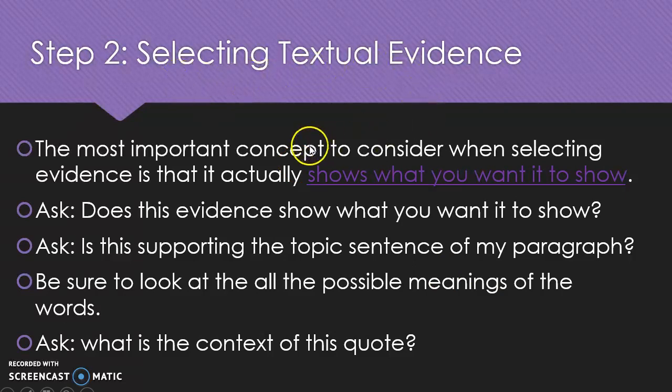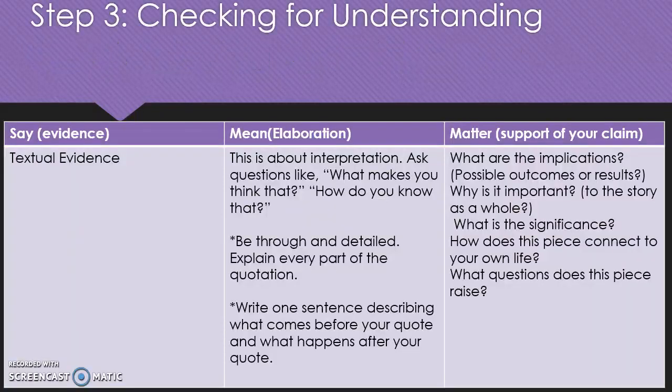So, step 2, you're going to select textual evidence here, okay? Again, you've already generated. So the most important thing about your textual evidence is it must show what you want it to show. Here are questions that I want you to ask, so you can pause and go over this. Does the evidence show you what you want it to show? Does it prove what you want it to prove? Is it supporting your topic sentence of your paragraph? You need to look at all of the possible meanings of the word. We know words are polysemous. They have multiple meanings. And ask, what is the context of this quote, okay?